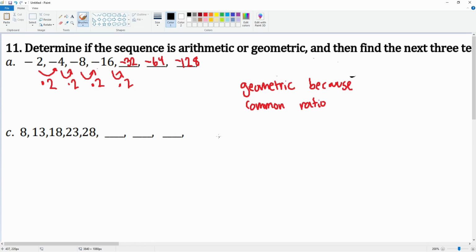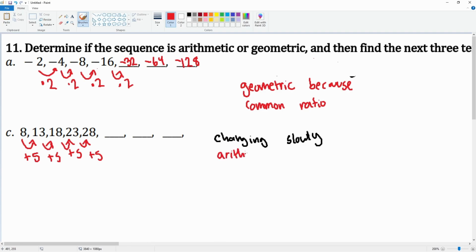Okay, here, this also looks like it is changing slowly. So let's check arithmetic first. 8 to 13 plus 5, 13 to 18 plus 5, 18 to 23 plus 5, and 23 to 28 plus 5. So here, this is arithmetic because there is a common difference.